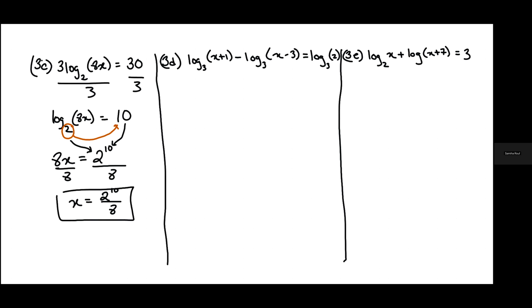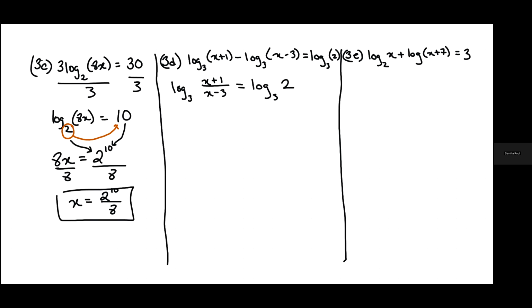Okay. The next question, 3D, is you'd want to use log properties here to combine any of the log expressions if you have a bunch of sums and differences. So here we're having these two expressions, they're being subtracted. So let's use the quotient property that would make the subtraction into division. So we get this.